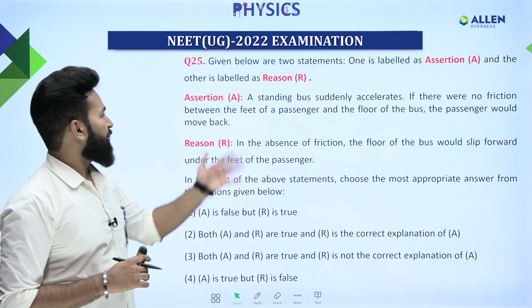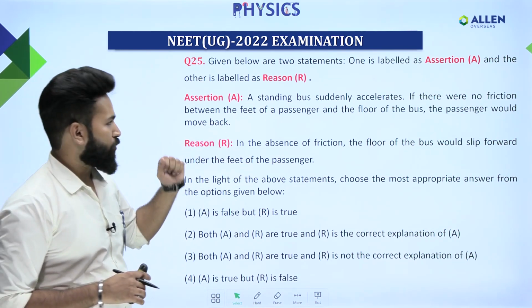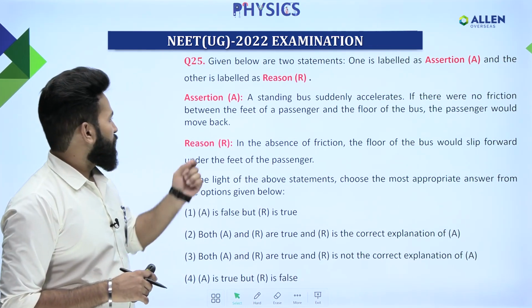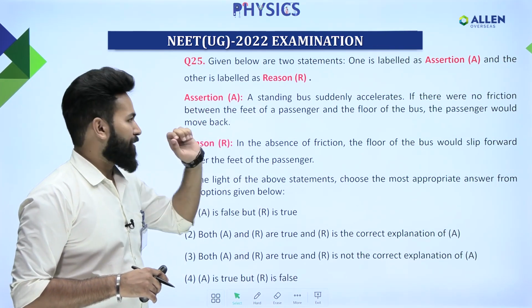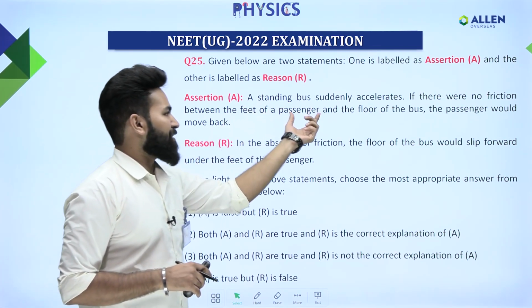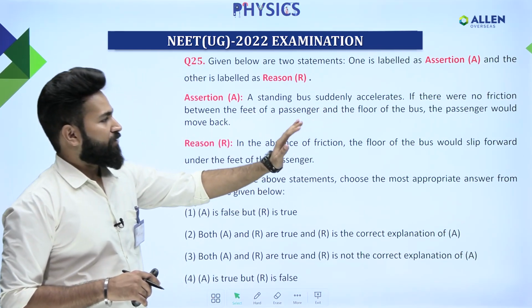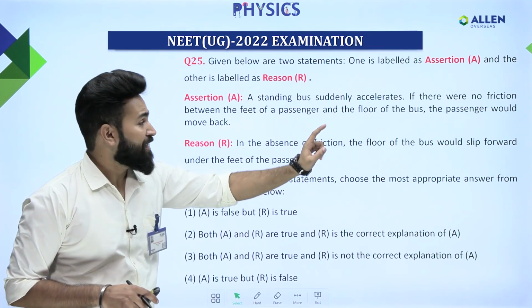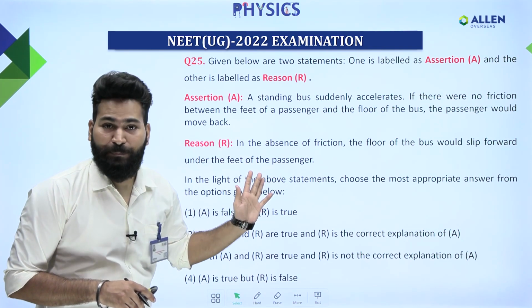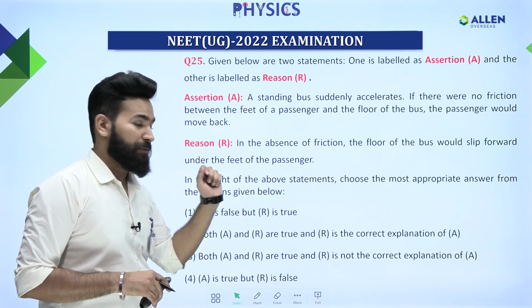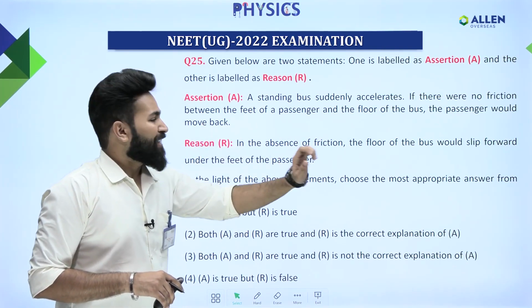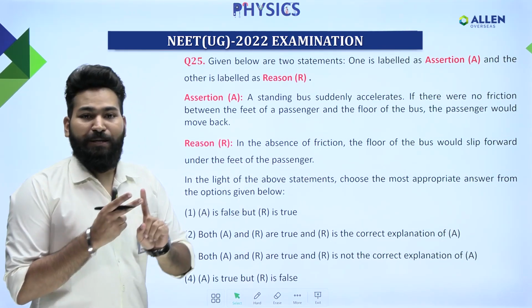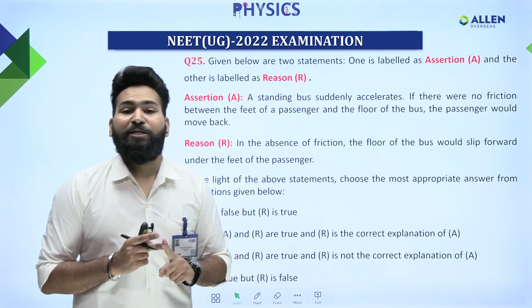Now let's move on to question number 25, which is again a very interesting question. This is based on an assertion and reason type question. So we'll first read the assertion, what it is trying to say: a standing bus suddenly accelerates. If there were no friction between the feet of a passenger and the floor of the bus, the passenger would move back. Let's read out the reason: in the absence of friction, the floor of the bus would slip forward under the feet of the passenger. The main thing here is the absence of friction.